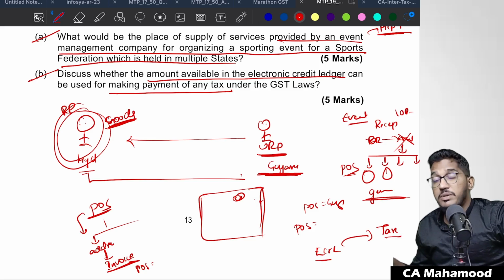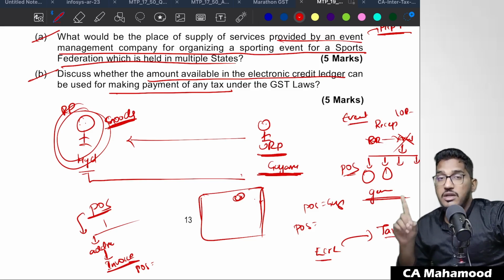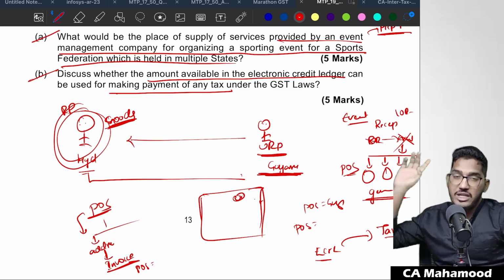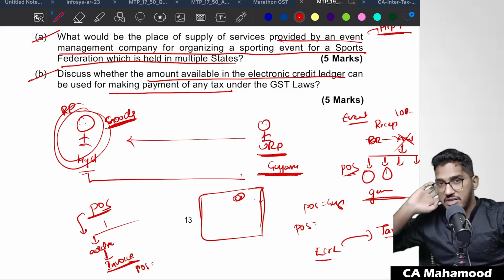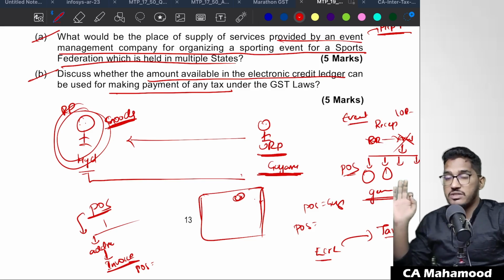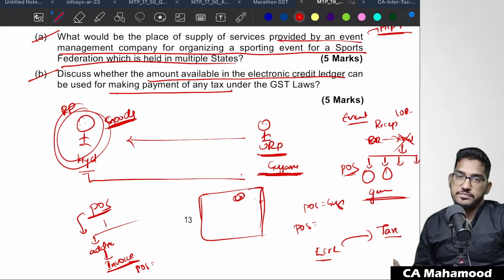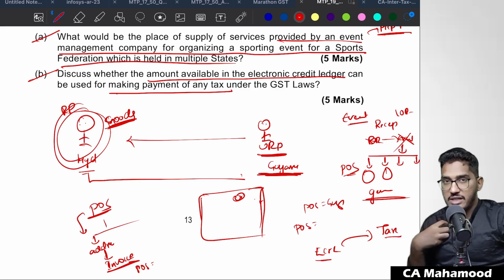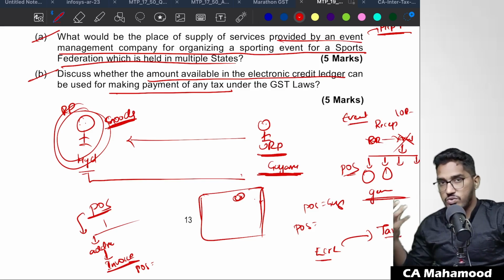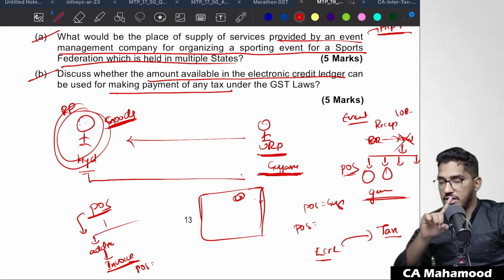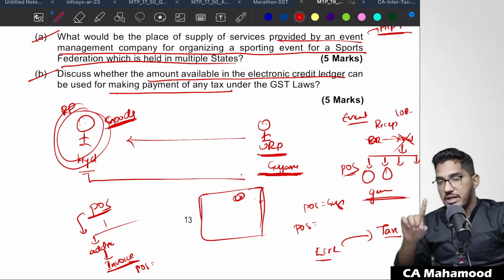In case you are required to pay the tax under reverse charge mechanism, that amount you have to pay in cash only. For making payment of tax under reverse charge mechanism, you can't use the amount which is there in the electronic credit ledger. Whatever amount is there in the electronic credit ledger, you can generally make use of it for making payment of your output tax. One thing, you can't use it for interest, penalty, all those things. But they're only saying tax.